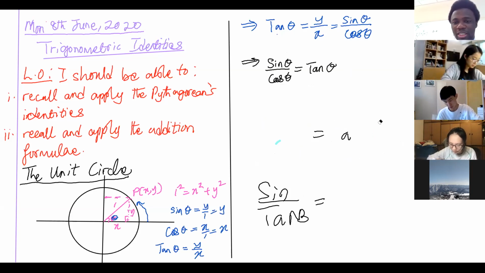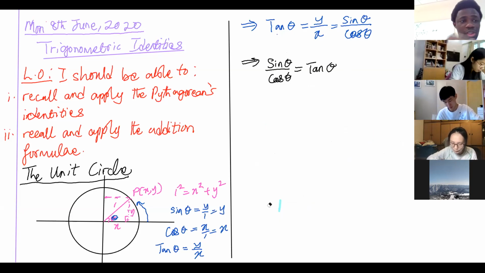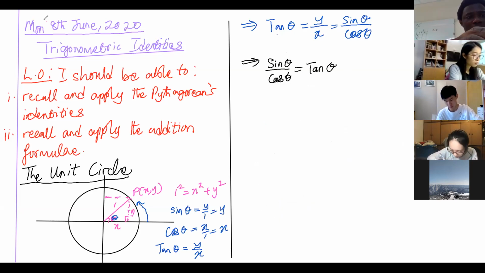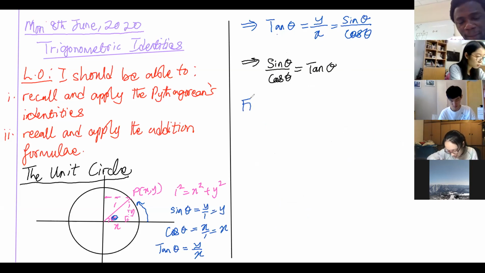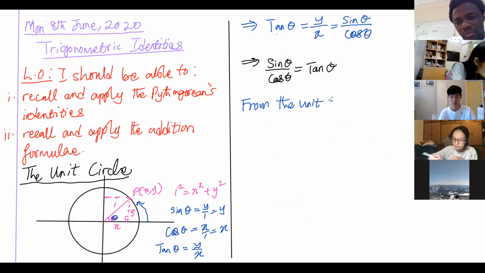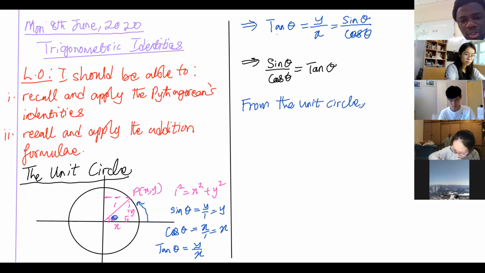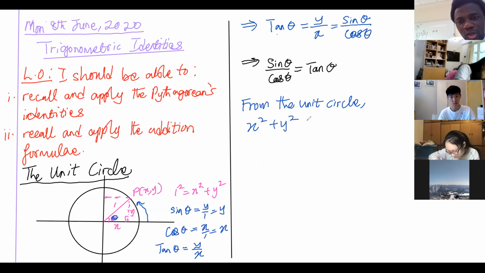Okay, so let's take note of that. That is identity number one that I want us to do. So the next two identities will be based on the Pythagorean stuff. Now, from the unit circle, we have seen that x squared plus y squared is equal to 1. Okay? What is x? X is what? Cos.